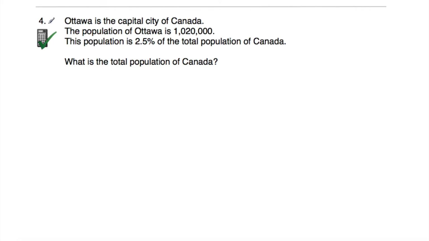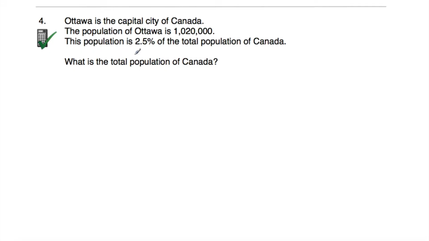Okay, so question number 4, it's a calculator question. We're told that Ottawa is the capital city of Canada, and the population of Ottawa is 1,020,000. Now this is whenever I wrote this question, and this population is approximately, or is equal to 2.5% of the total population of Canada. What is the population of Canada? Obviously, whenever I wrote this.